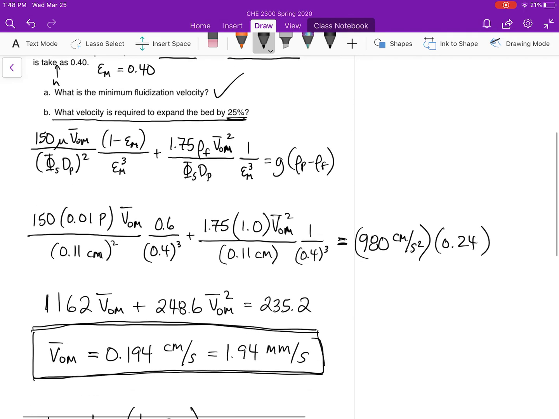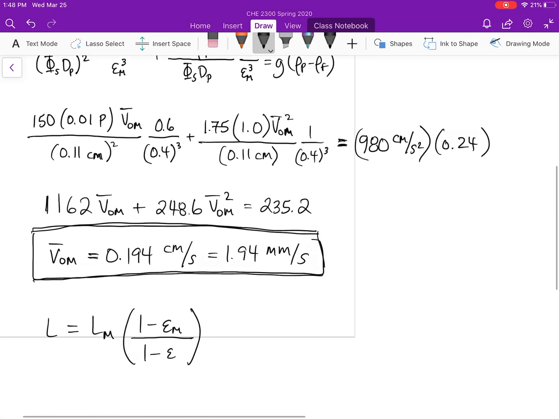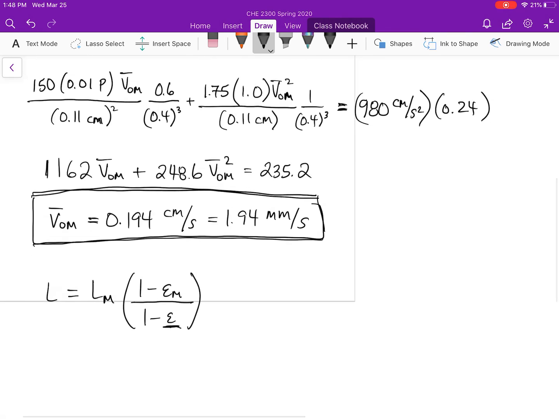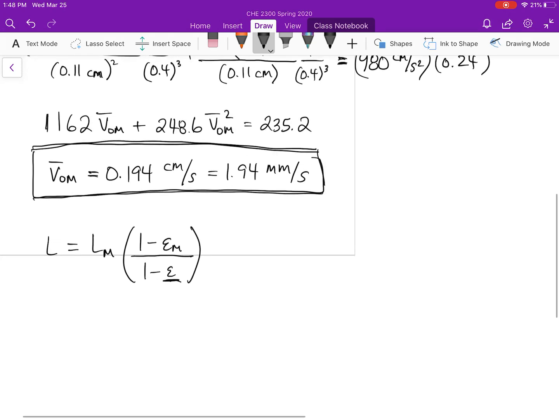I'm asked to calculate the velocity required for the bed to expand by 25%. And so what I need here is a measure of the epsilon at that 25% expansion. Okay, so based on my minimum fluidization velocity, I can come up with a particle Reynolds number. So let's do that first.